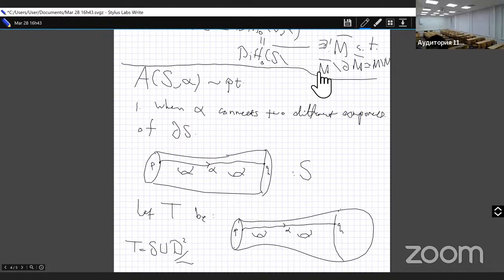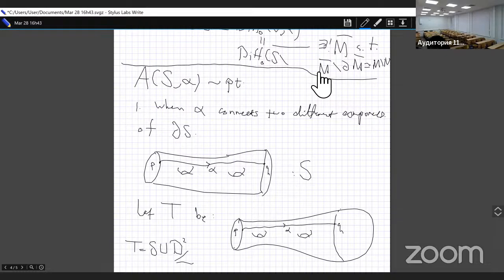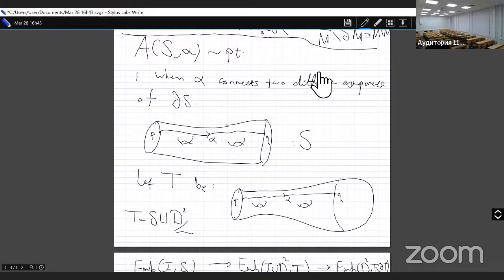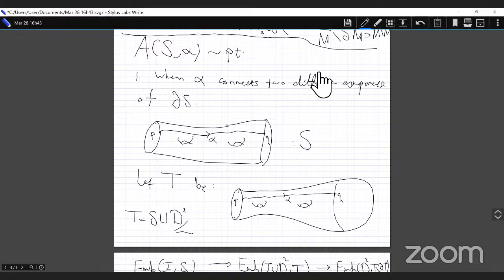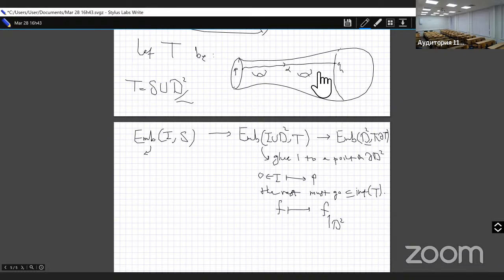Okay, I have a surface S, and I have a path alpha with the condition that it connects P and Q, and P and Q are in different components. In this situation, I consider surface T by adding a disk at the component of Q. This is T. And now I want to consider this fibration, the embeddings of disks in T minus the boundary, and the fiber restricting like this is the path.